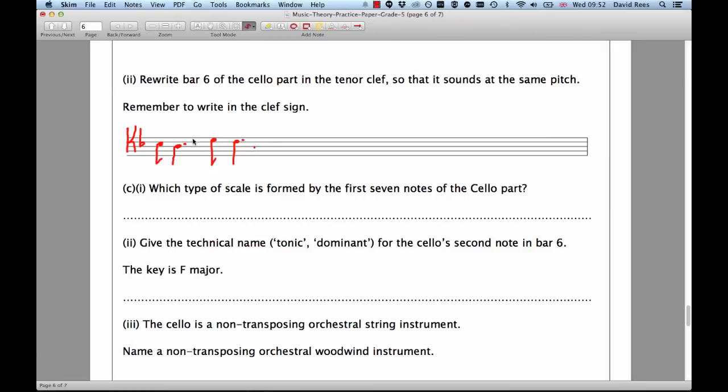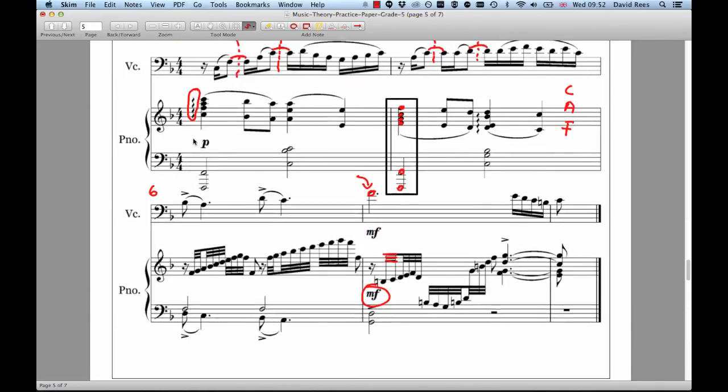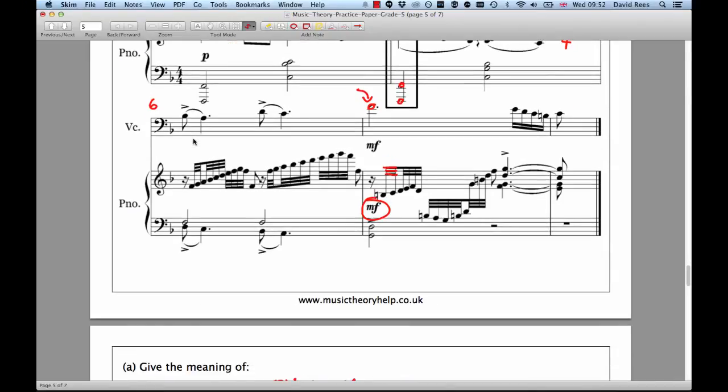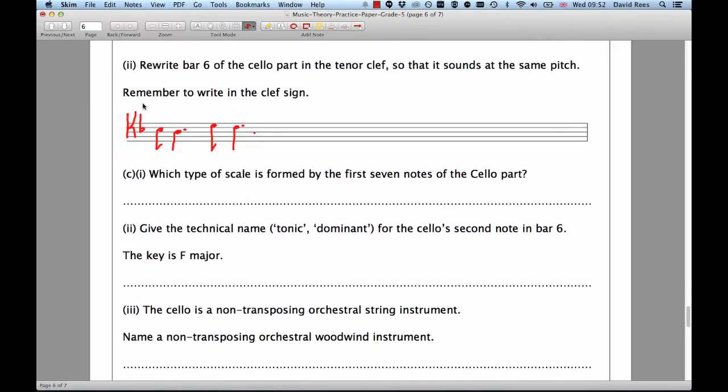Okay, and then just to be really accurate, let's just copy in the markings as well. So we have accents on the quavers, and those are also slurred into the dotted crotchets. And we'll put a bar line there. And then I think that is a pretty good writing out of bar 6 in the tenor clef. So that's great, that's the next part done.